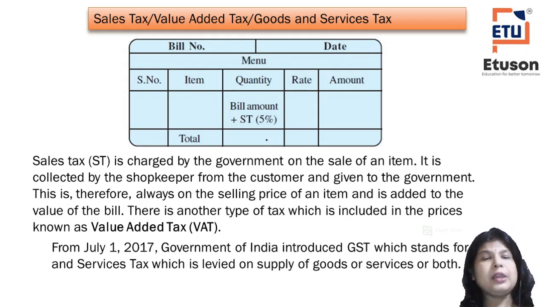From July 1st, 2017, the Government of India has introduced GST, which stands for Goods and Service Tax, which is levied on the supply of goods or services or both. So these are the different kinds of tax. Now let us solve some problems related to sale tax, value added tax and goods and service tax.